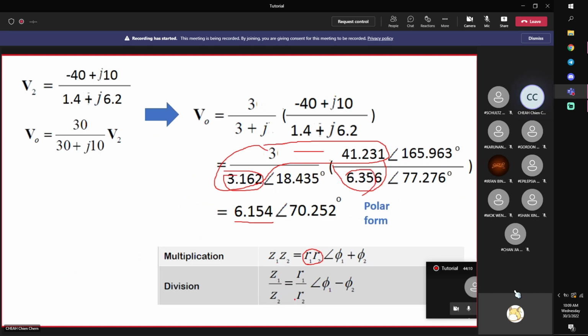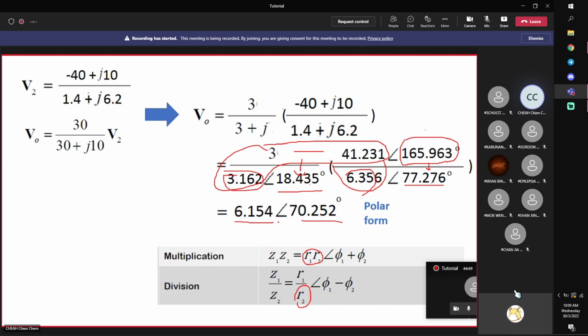Multiply and divide. For the angle, if it is in the numerator, you multiply, you get plus. But all these are in the denominator. So this means 165.96 minus 18.435 minus 77.27. This minus this and minus this, denominator all minus. So you get this angle.